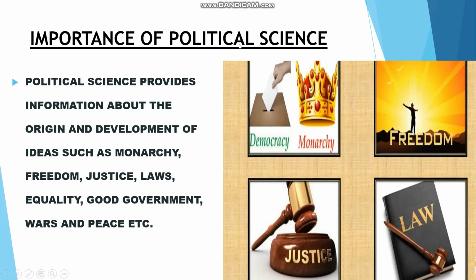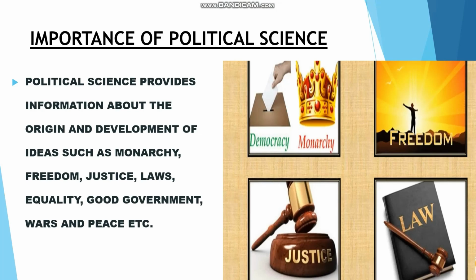Political science provides information about the origin and development of ideas such as monarchy, freedom, justice, laws, equality, good government, wars and peace, etc. So here political science gives information about the establishment of the state or the country. How was it originated? How did it develop? And it gives ideas about whether it is monarchy rule. What do you mean by monarchy? In ancient India, monarchy rule was in existence, where the king's rule was in existence. That is called monarchy.